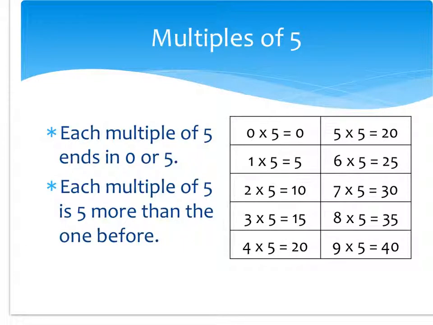There is a pattern. Anything that is a multiple of 5, so there's 5 in the multiplication problem, the answer is a multiple of 5. Each multiple of 5 ends in a 0 or 5. Let's look at that. Is that true? Yes, it is. Each multiple of 5 is 5 more than the one before. 5 is 5 more than 0. 10 is 5 more than 5. 15 is 5 more than 10.